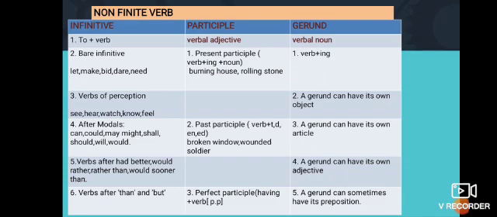Next is, a gerund can sometimes have its preposition. Because it acts as a noun, it could have all these things: object, article, adjective, and preposition. So a gerund sometimes can have a preposition of its own. I am tired of waiting. So waiting is a gerund but tired of what? So of waiting. Okay, so it can have its own preposition.